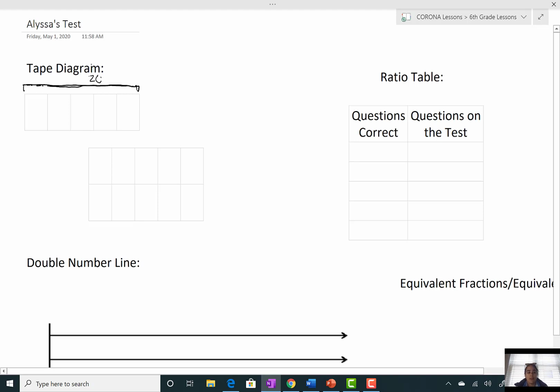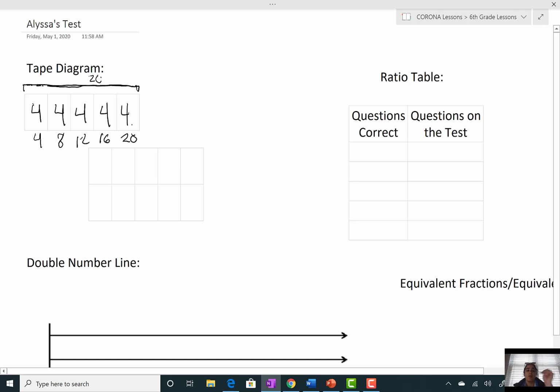So if I'm thinking about this for a second, she got 16 out of 20. So what could I count by that gets me up to 20? And that's enough to give me 16. Let's see, I can count by 4s. 4, 8, 12, 16, 20. So each of these 5 boxes is worth 4, right? Think about it. I could count 4, 8, 12, 16, 20. 20 is the whole test.